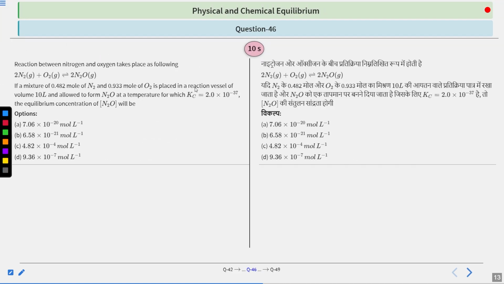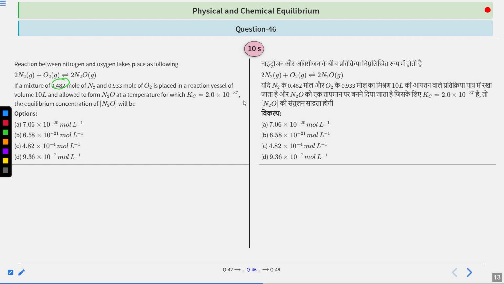Next question says that the reaction between nitrogen and oxygen takes place as follows: 2N2 gaseous reacting with O2 gaseous to give 2N2O gaseous. Now a mixture of 0.482 mole of N2 and 0.933 mole of O2 is placed in a reaction vessel of volume 10 liter, allowed to form N2O at a temperature for which Kc is equal to 2.0 into 10 to the power minus 37.